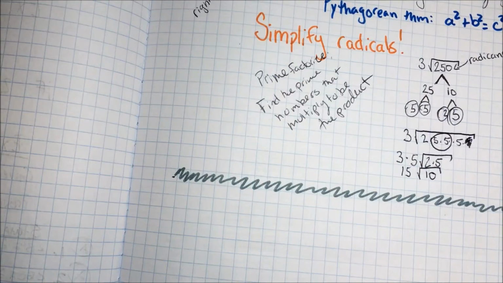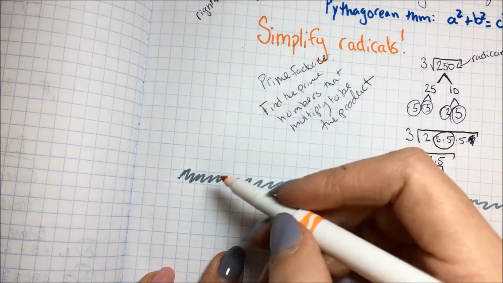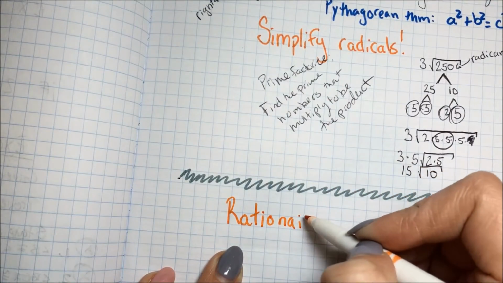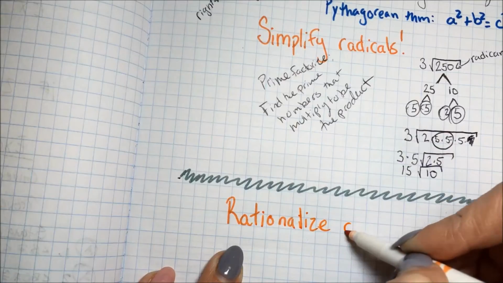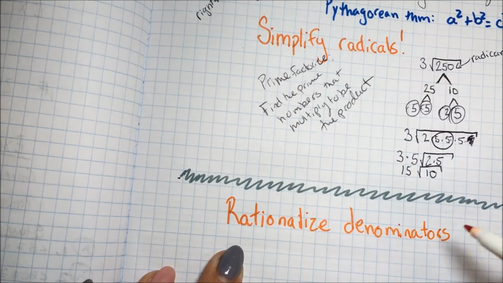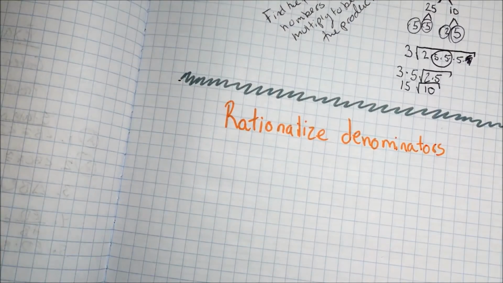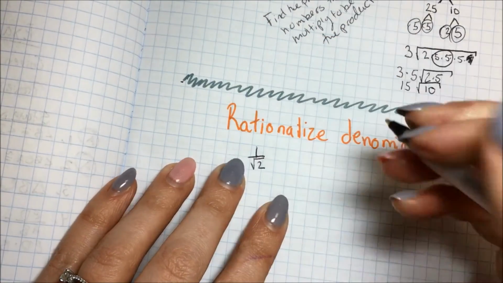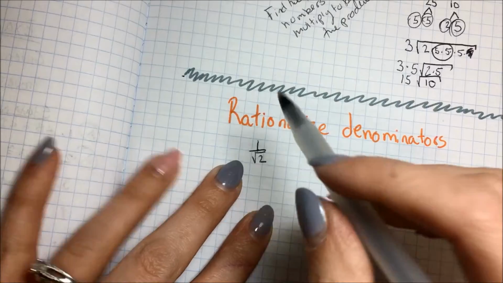Yes, you may. All right, so we need to know how to rationalize the denominator as well. What does this mean? How do we rationalize denominators? Let's say I had something like 1 over radical 2. That's a problem.